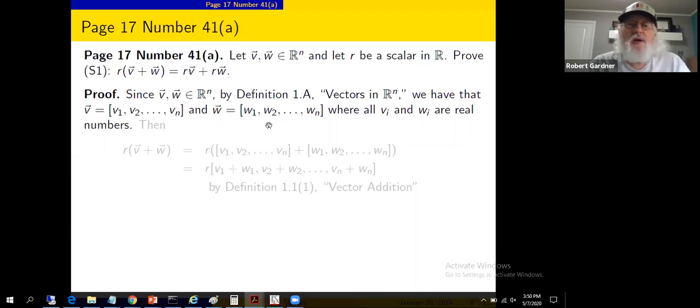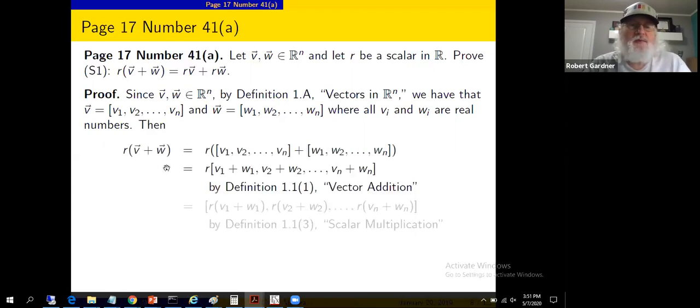So write V and W in terms of their components in the standard way, this stage. Then we'll take R times V plus W. Okay, in terms of components, that's R times this vector with the V's plus this vector with the W's. How do you add vectors together? Component-wise, because that's what definition 1.1 part 1 tells you to do. So add those vectors together.